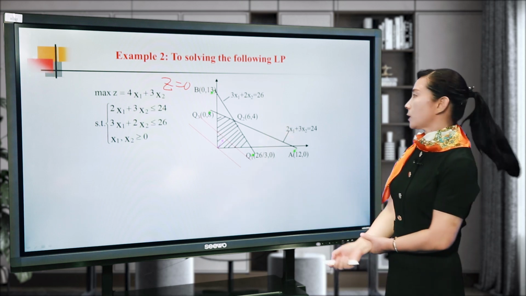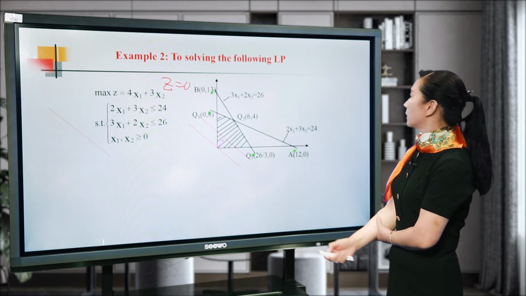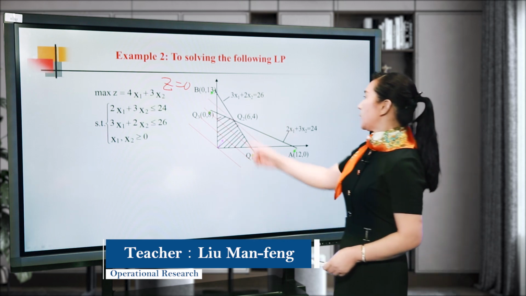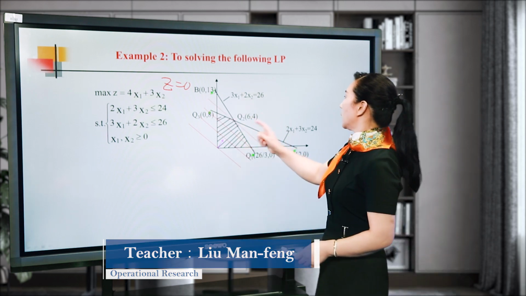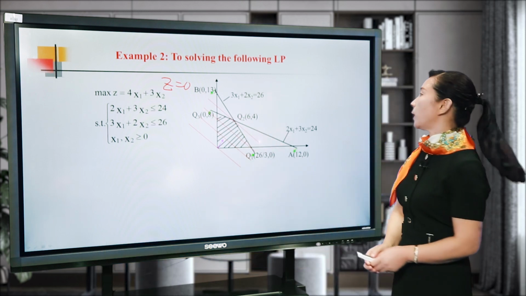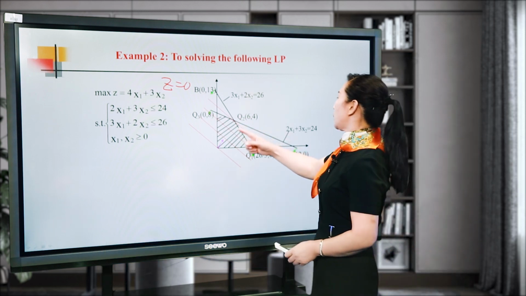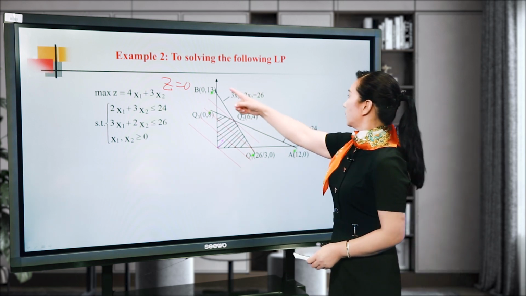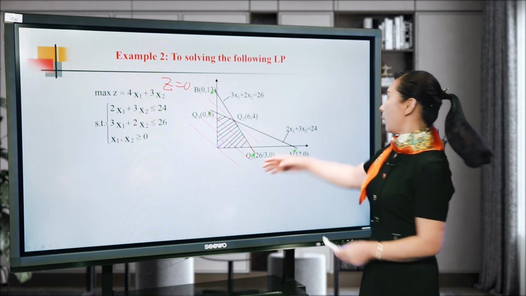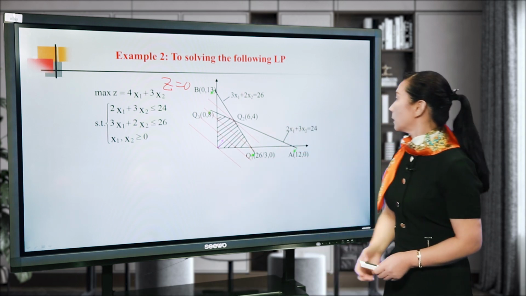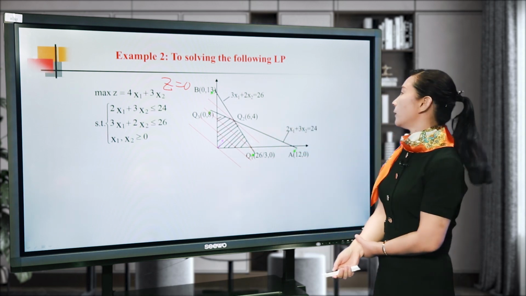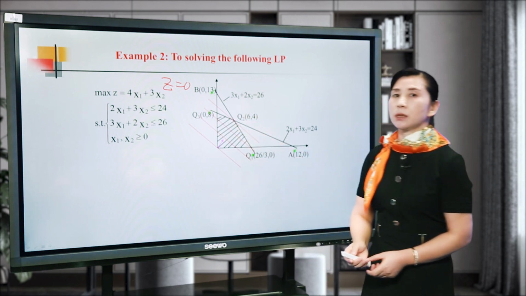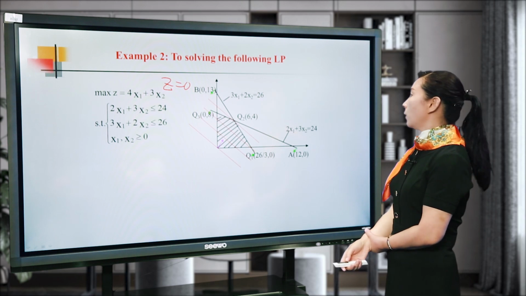Move the objective function line and continue moving to the feasible boundary, and we get this point. We do not move it further because if we move away, the solution is infeasible. So this point, or this solution, is the maximum solution or optimum solution.